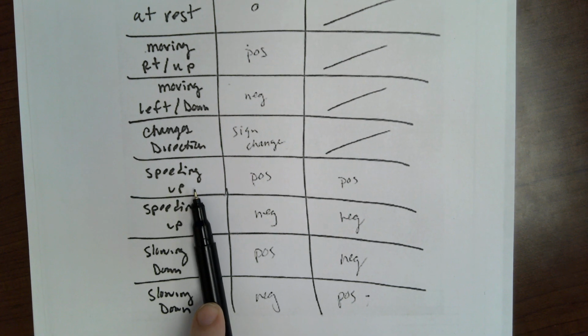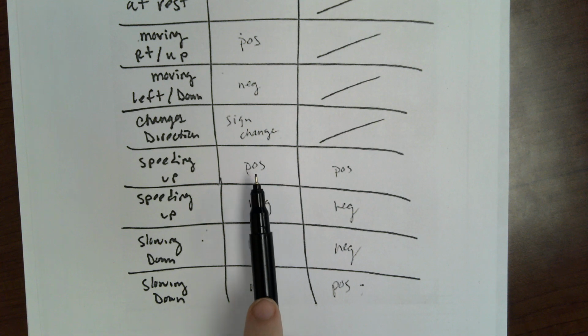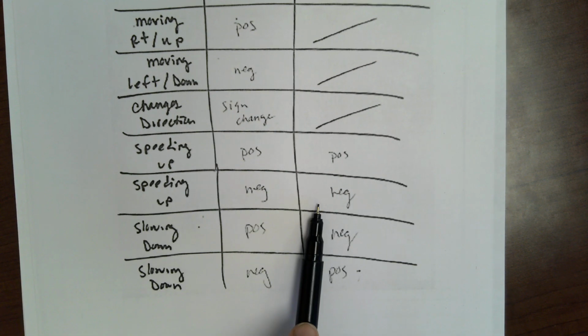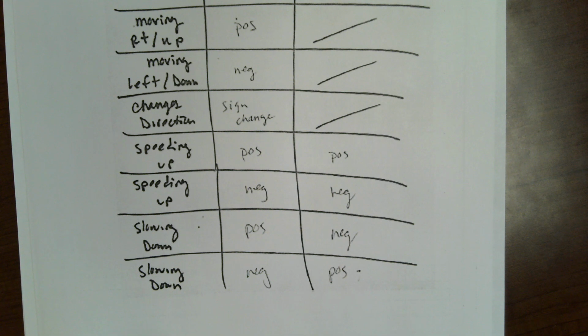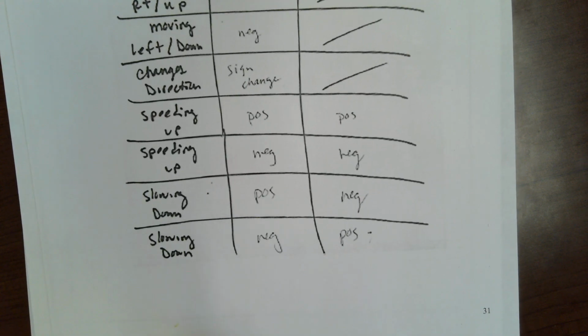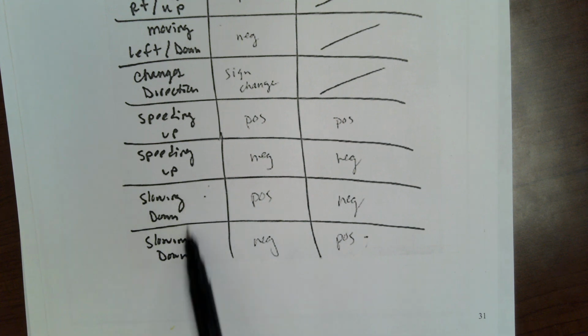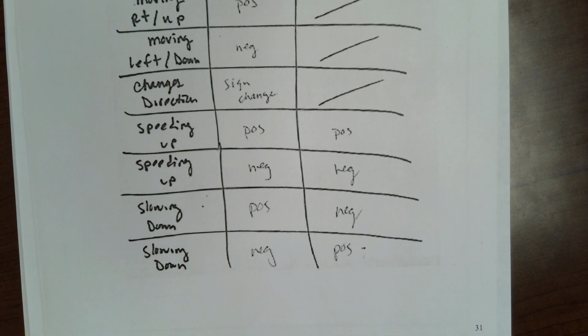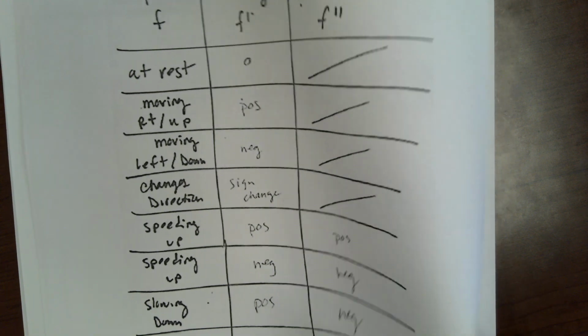A particle will be speeding up if both velocity and acceleration are positive or if they are both negative. Basically, if velocity and acceleration have the same sign, then the particle is speeding up, its speed is increasing. Its speed would be decreasing, another way of saying slowing down, if the velocity and acceleration have opposite signs, so they are not agreeing.